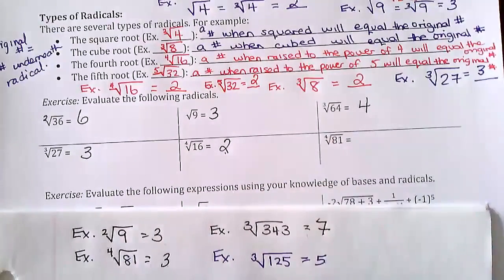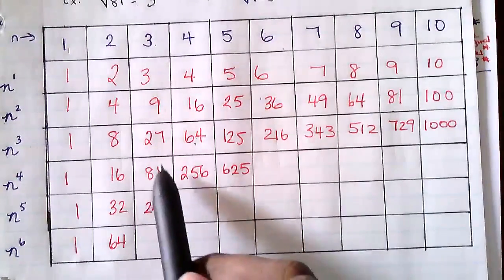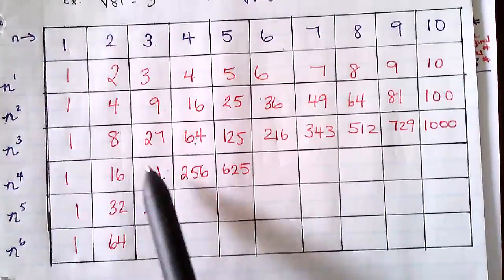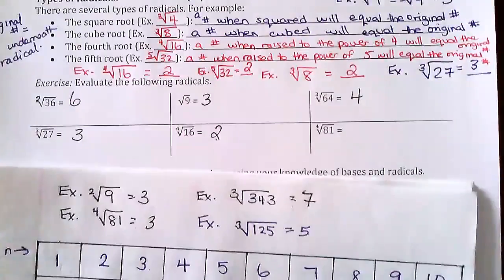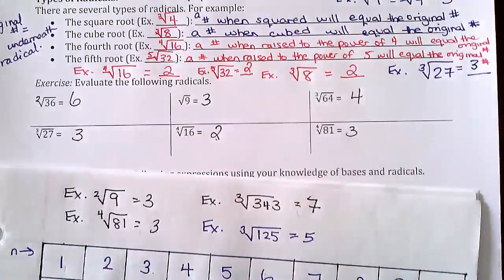And lastly, we have the fourth root of 81. Again, I look for 81. It's an example we've already done. With 81, again, the fourth root means the exponent is 4. That's great. So my number is 3. Again, this means 3 to the power of 4 is 81.